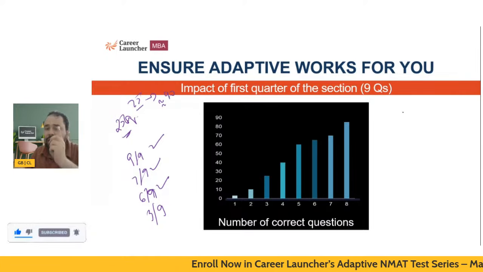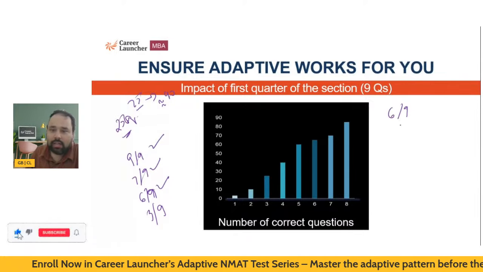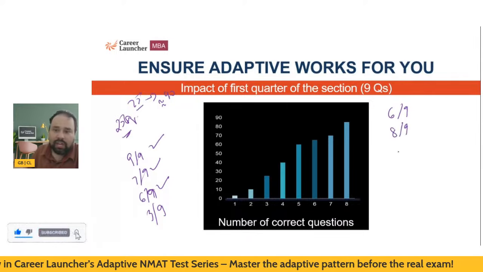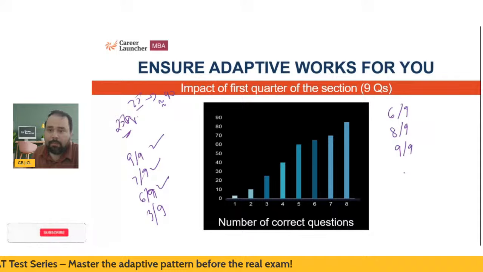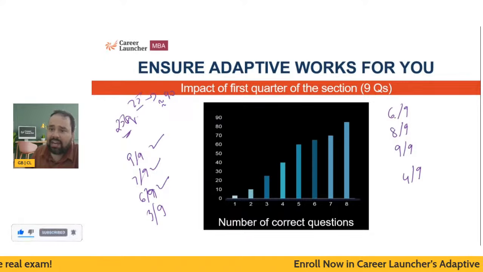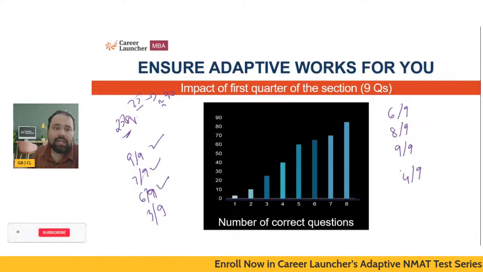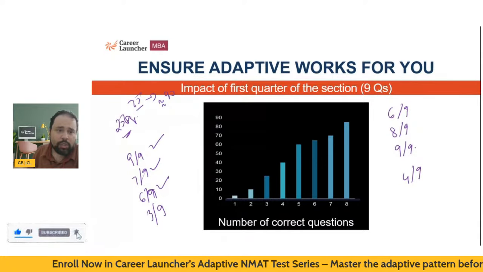ऑन द फ्लिप साइड, अज्यूम फर्स्ट 9 में यू गेट 6 आउट ऑफ 9 करेक्ट, नेक्स्ट 9 में यू गेट 8 आउट ऑफ 9 करेक्ट, नेक्स्ट 9 में यू गेट 9 आउट ऑफ 9 करेक्ट, उसके बाद वाले 9 में यू गो अहेड एंड यू गेट रफली अराउंड 4 आउट ऑफ 9 करेक्ट. अभी ऐड कर लो वापस 14, 23, 27, विच इज एग्जैक्टली व्हाट वी वर हियर. आई थिंक 15, 22, 25 था.